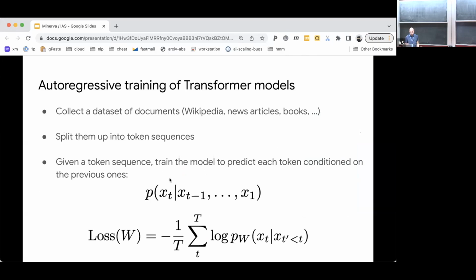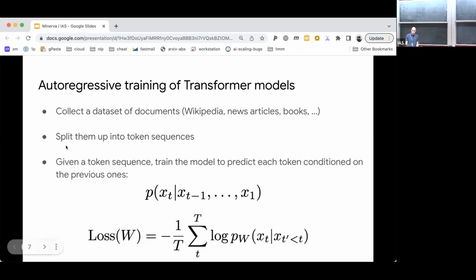Okay, so that's the next question: how do we actually train these models? How do we find the correct weights? It starts by collecting data, because we're doing supervised learning here, so we need a data set to train on. This data set should be a set of documents. If we're doing natural language, this could be documents from Wikipedia or news articles or books or whatever it is. If we're doing this on DNA, then these should be DNA sequences. Some set of documents representing long sequences.